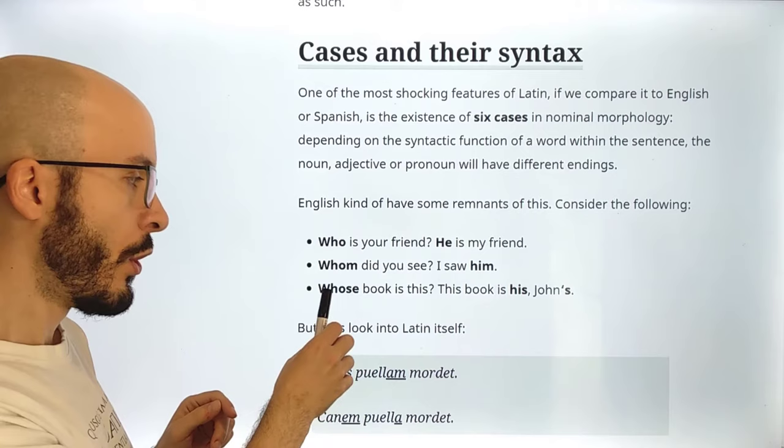Sum, es, est, sumus, estis, sunt. So, I mean, you can see that more or less it's the same endings, but then the root is irregular. Here we have an S, here we have an E, E, etc. No, so we just have to learn it by heart. And that's it. That's all the theory that we need to know to start practicing with Latin.